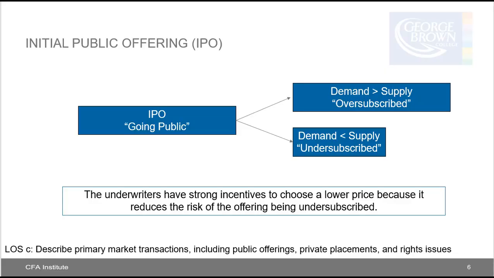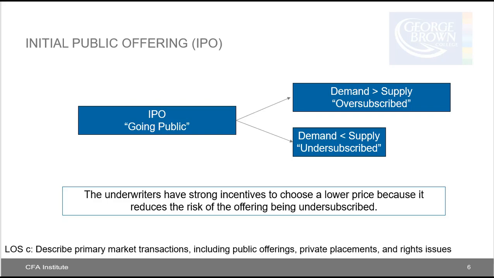Learning Outcome Statement C is describe primary market transactions, including public offerings, private placements, and rights issues. So first we're going to look at public offerings or initial public offerings, which we call IPOs, okay? So a company that sells securities to the public for the first time makes an initial public offering, an IPO, also sometimes called a placing or a placement. Practitioners say that the company is going public.